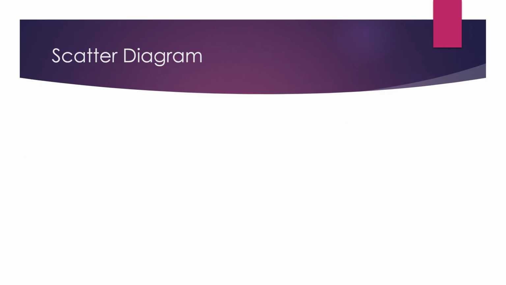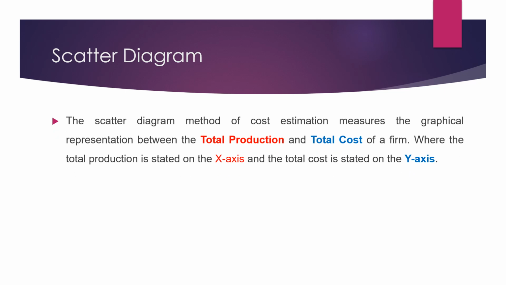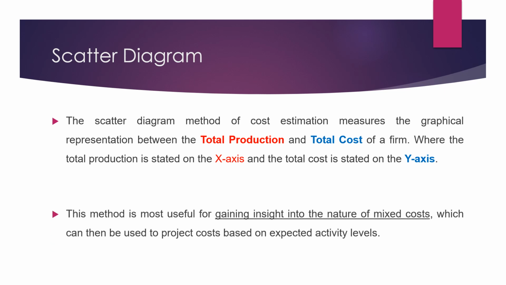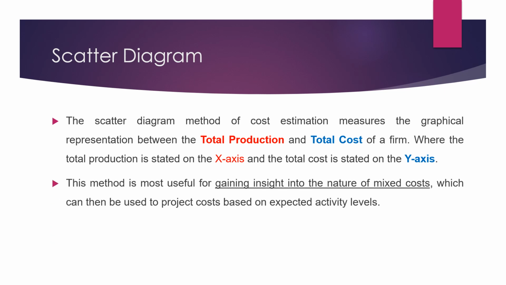Next method is the scatter diagram. The scatter diagram method of cost estimation measures the graphical representation between the total production and total cost of a firm, where the total production is stated on the x-axis or the horizontal axis and the total cost is stated on the y-axis or the vertical axis. This method is most useful for gaining insight into the nature of mixed cost. Mixed cost is the cost that has both fixed as well as variable components.